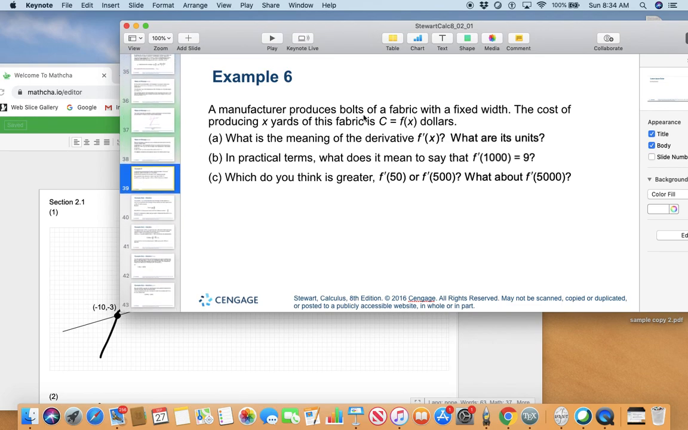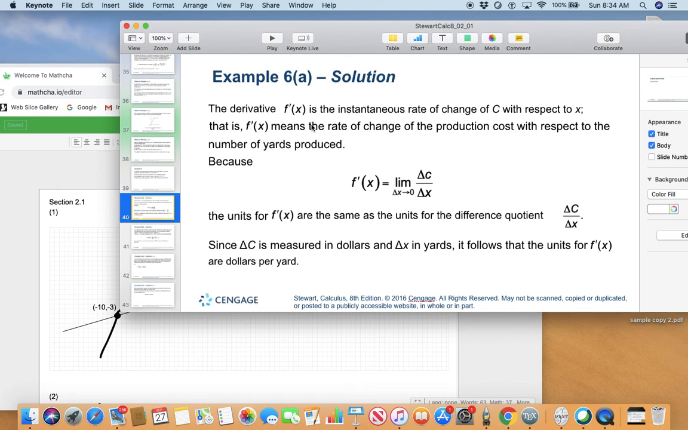A manufacturer produces bolts of fabric with a fixed width. The cost of producing x yards of this fabric is given by this variable C, which is a function of x. C is given in dollars. What is the meaning of the derivative f prime of x? What are its units? What do these numbers mean? Let's think about it. The derivative f prime is the instantaneous rate of change of C with respect to x. f prime of x means the rate of change of production cost with respect to the number of yards produced.